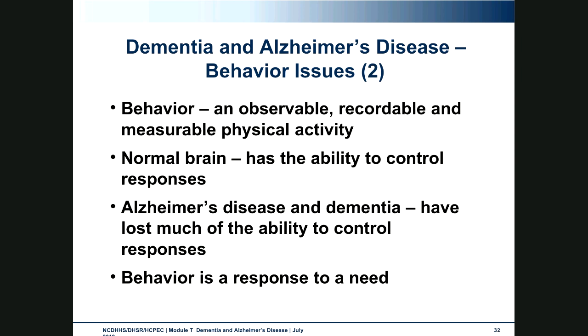So of course, behavior is an observable, recordable, measurable physical activity. Somebody with Alzheimer's disease loses the ability to control those responses. Of course, the normal brain has the ability to control what's going on, but with Alzheimer's, you lose that control. And of course, the behavior is a response to a need. So all behavior has meaning.